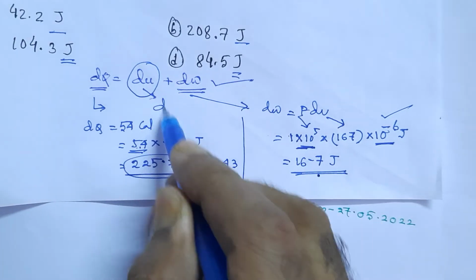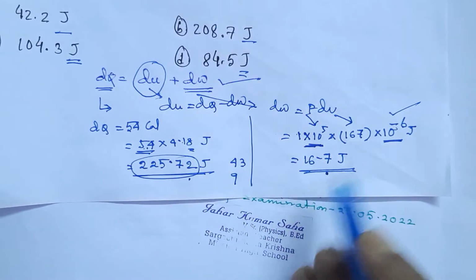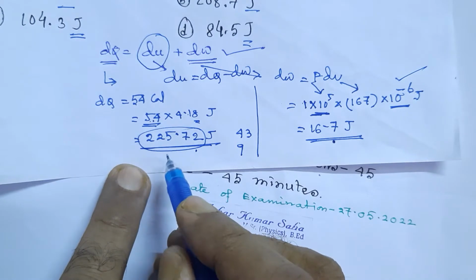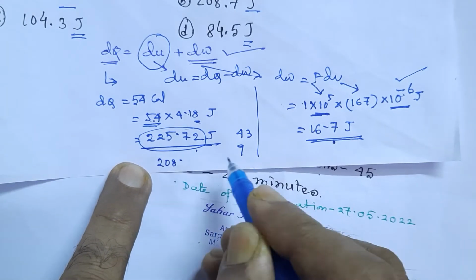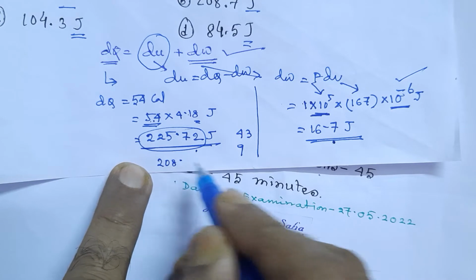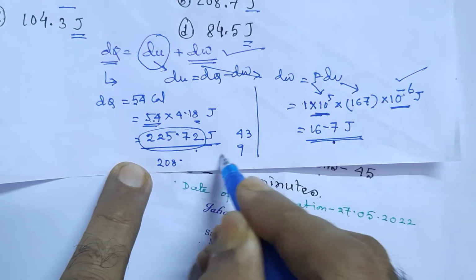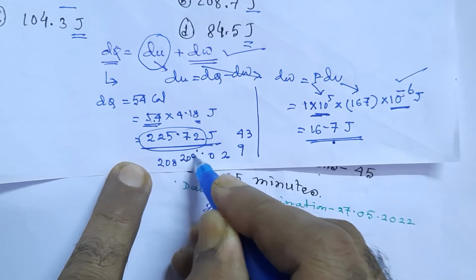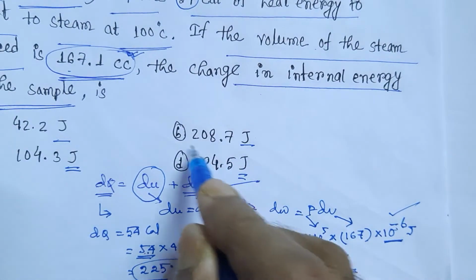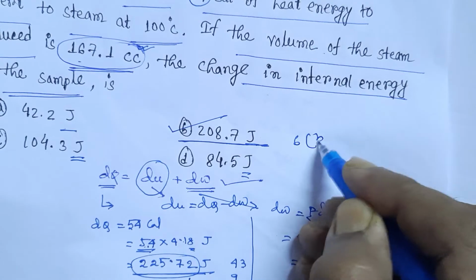So dU equals dQ minus dW, the difference between the two, which gives us 209.02 joule, approximately 209 joule. So the nearest option is 208.7 joule. So B is the correct option of question number 6.